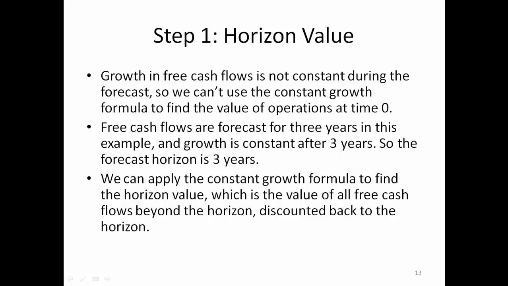However, free cash flow is assumed to grow at a constant rate after 3 years. So in this case, the forecast horizon is 3 years. We can apply the constant growth formula to find the horizon value, which is the value of all free cash flows beyond the horizon, or say after year 3, discounted back to the horizon, or say discounted back to the end of year 3 in this case.